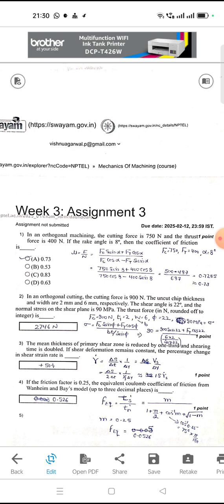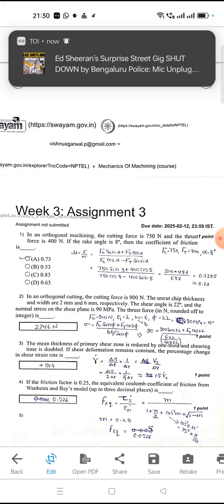Question 1. In an orthogonal machining, the cutting force is 750 Newton and the thrust force is 400 Newton and the rake angle is 8 degree. So Fc is given, Ft is given, alpha is given, and the formula is mu is equal to F upon N. So all the formula is already shown in the assignment. So please see the solution. So here we will get the answer of 0.73. So option 1 is correct.